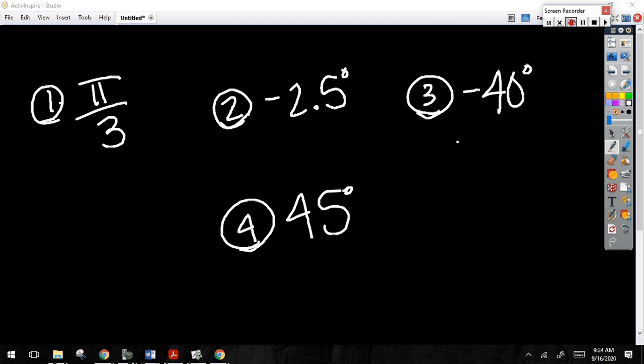Give you a little hint as you start. You can multiply anything by 1, right? So essentially what I need is a ratio of degrees to radians or radians to degrees. Yes?